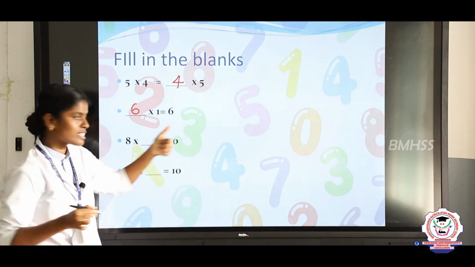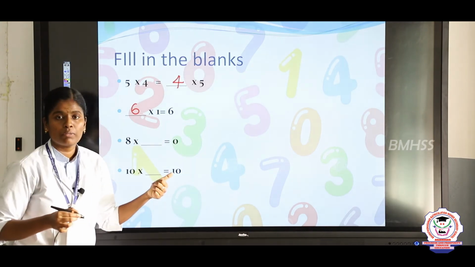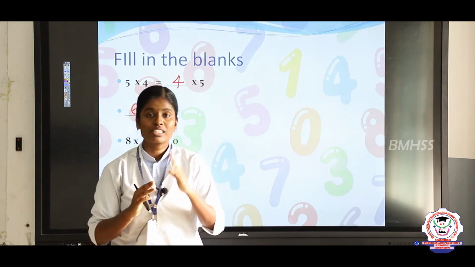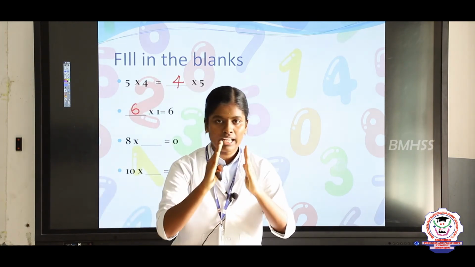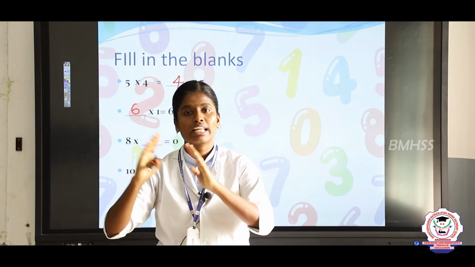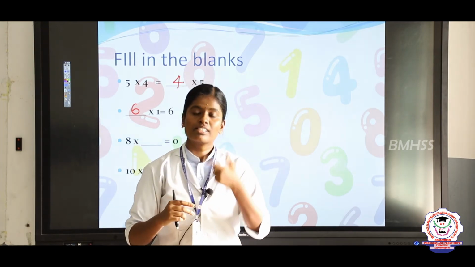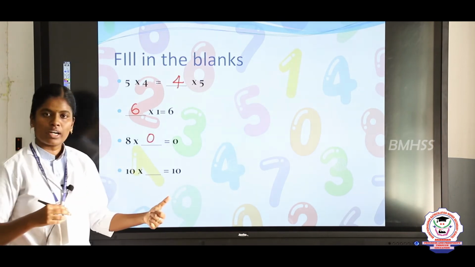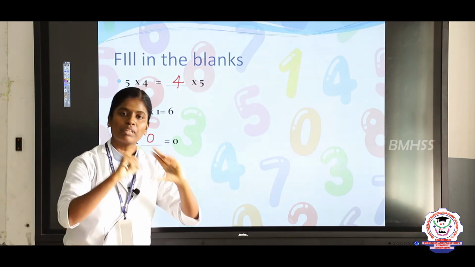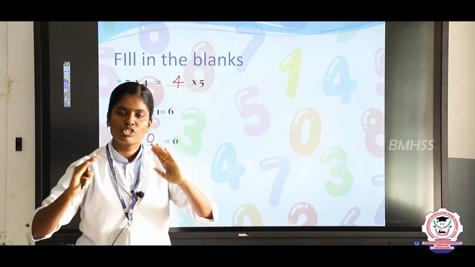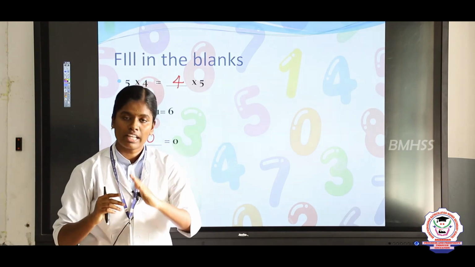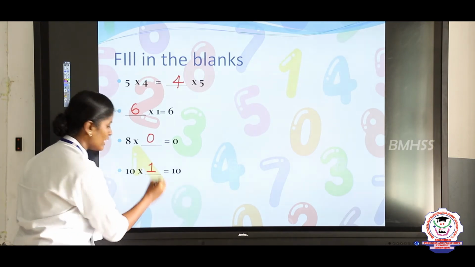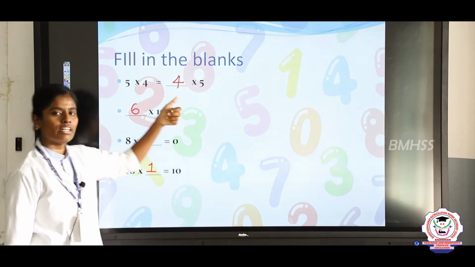Next you take 8 multiplied by some number and you get the answer 0. So what is the number? If you take 8 multiplied by 0, you get the answer 0. 8 zeros are 0. The next one is 10 multiplied by some number and the answer is 10. So take 1. 10 1s are 10, that is 10 times of 1. So this is fill in the blanks.